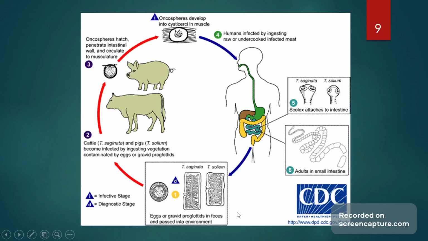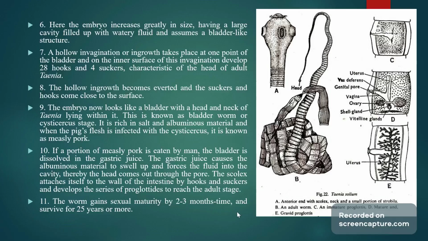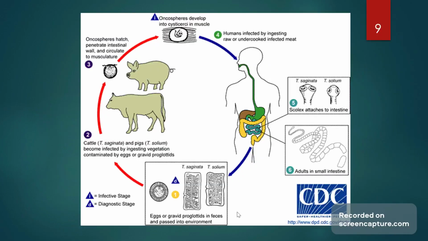So, this is the life cycle of Taenia solium, which starts from the oncosphere stage where the cysticercus larva develops in the muscle of the pig. Then the oncospheres hatch.